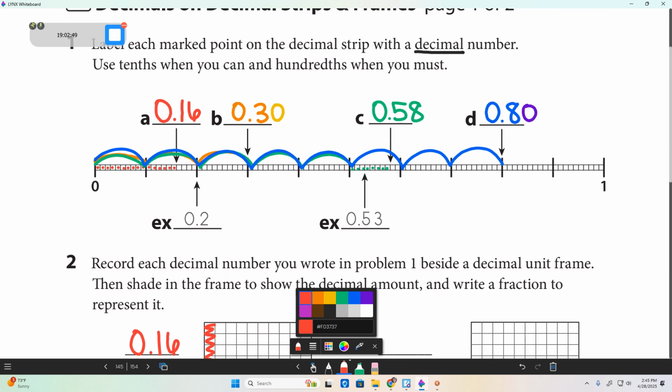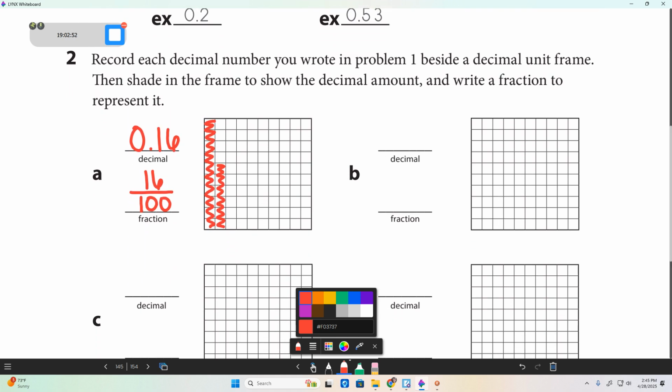Okay, let's look up above. Letter B is 3/10. I'm going to write it like that. Now, if you wrote 30 hundredths, that works as well, because those are equivalent. And 3/10 or 30 hundredths, that would be 3 strips, or 30 little units. Okay, shade it like that.